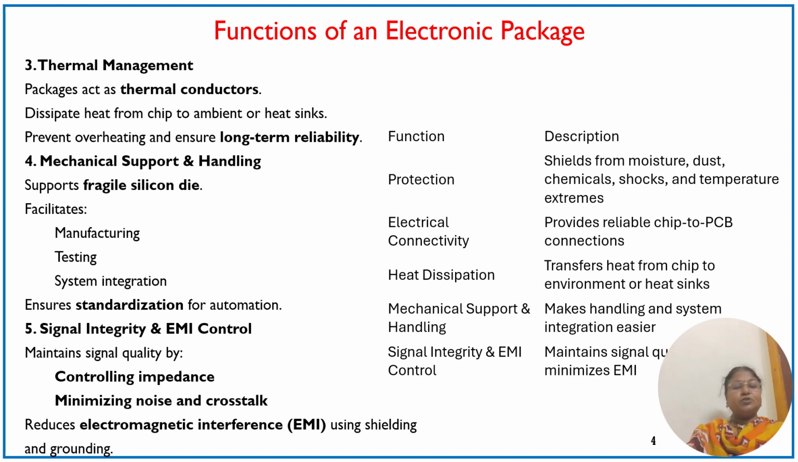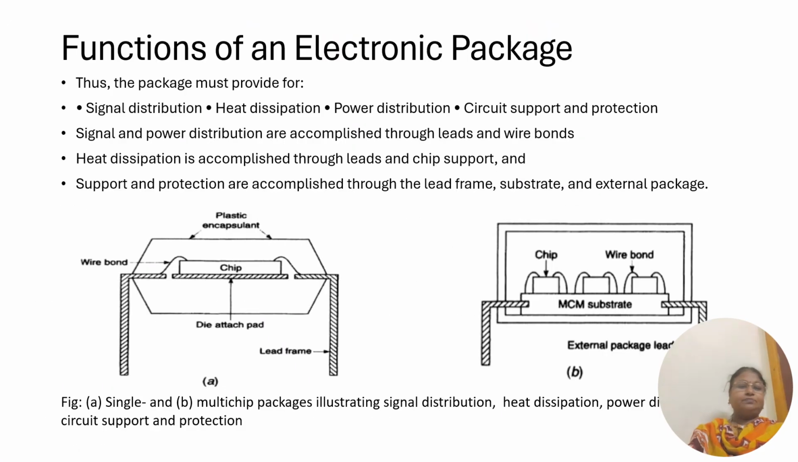And coming to the manufacturing, testing and integration, how standardization can be done for automation. And signal integrity, by means of electromagnetic interference control, and controlling impedance while minimizing the cost of noise. EMC is a very good part in interference shielding. So functionality, what would be the description behind it? Electrical connectivity, heat dissipation, mechanical support, and signal integrity. So these are the functions of electronic packaging.